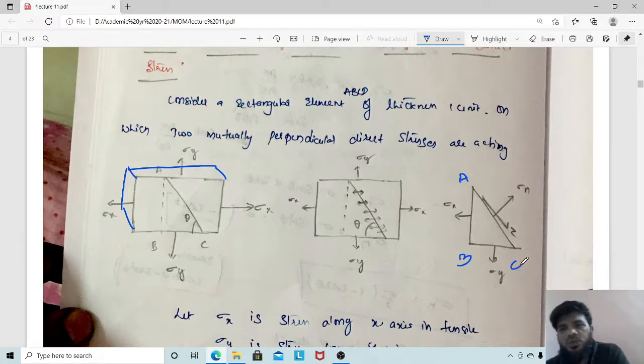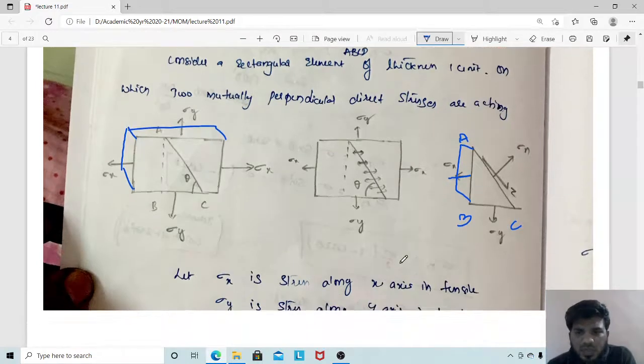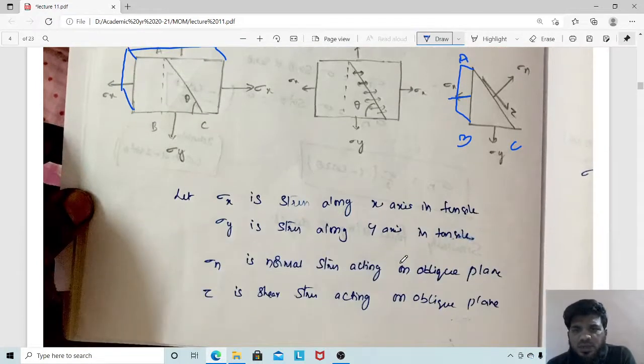Once we have done this, we will apply the loads. See this AB section. AB is subjected to sigma x along the x direction as a tensile force. Similarly, BC is acted on along the y axis, which is again a unit load. This is also a unit section having unit cross section. So after doing this, we have to resolve the forces along the sigma n and tau axes.